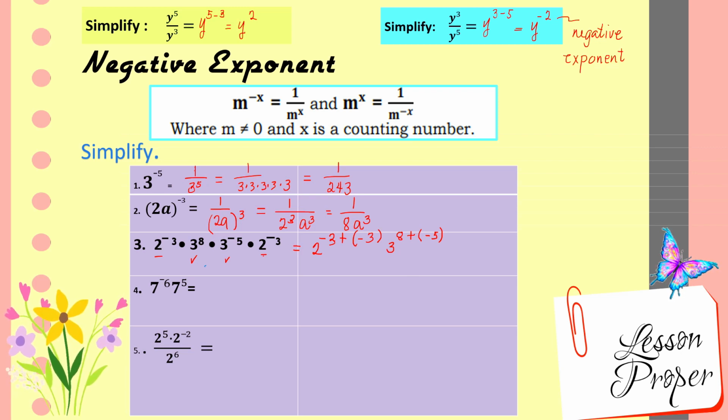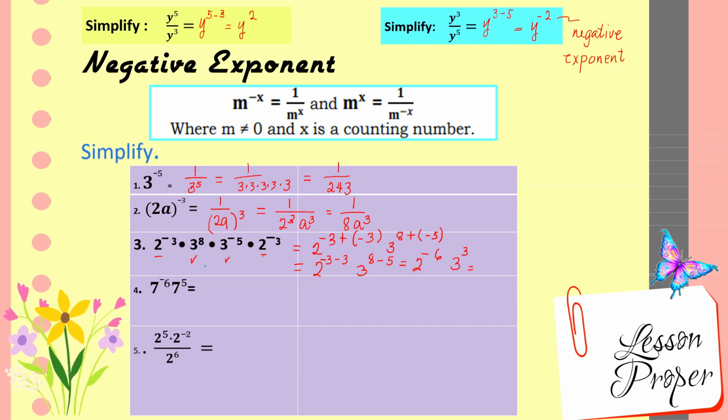Yan ang sign nila. So, ang exponent natin is any integer. Pwede siyang positive, pwede siyang negative. So, simplifying, 2, you have negative 3, and positive times negative is negative 3. And then, 8 minus 5. So, your answer is 2 raised to negative 6 and 3 raised to positive 3.